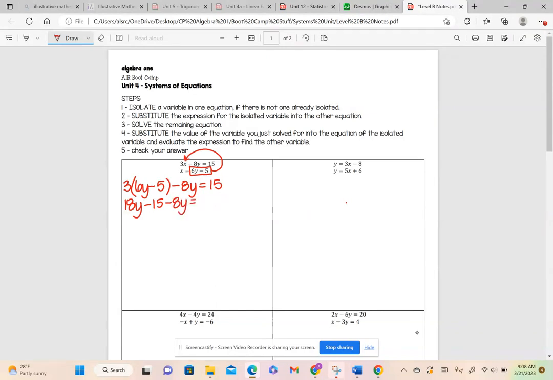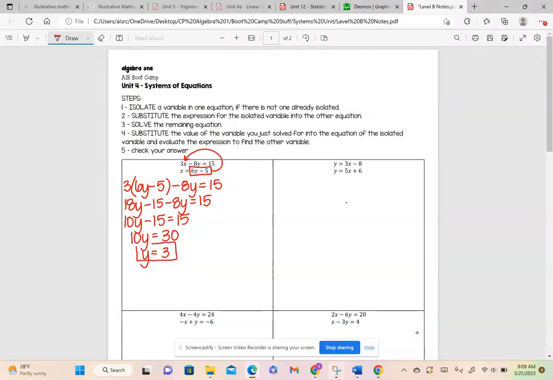Minus 8y equals 15. Now look for like terms. 18y and negative 8y. Same side, just combine them. So 18 minus 8. So that's 10y minus 15 equals 15. Add the 15 to both sides, so 10y equals 30. Divide by 10, so y equals 3.